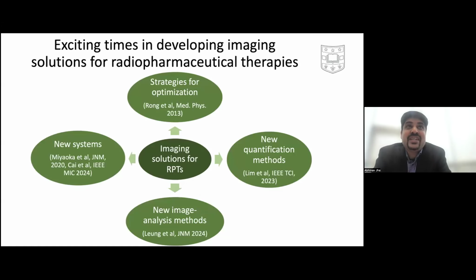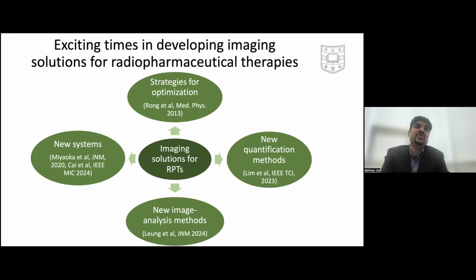So these are exciting times, and there's a lot of excitement in this room as well as we develop new imaging methods for radiopharmaceutical therapies. There are new strategies being developed, new systems being developed for optimization, work by Robert Mioka, some work at WashU by Dr. Yuan Chantai, with whom we collaborate. New image analysis methods being developed, new quantification methods being developed.